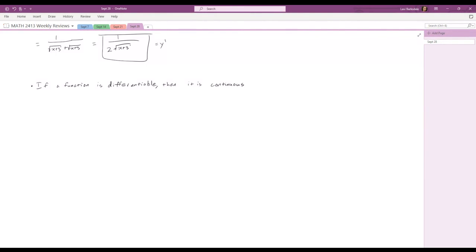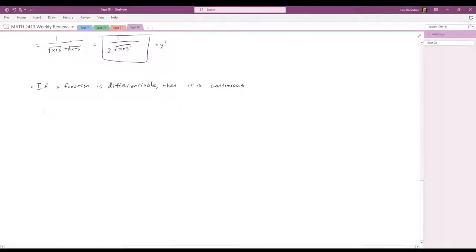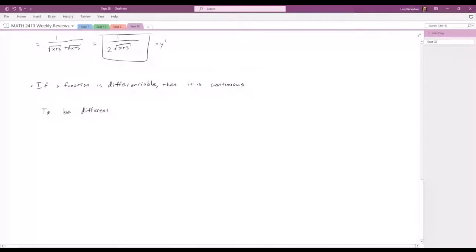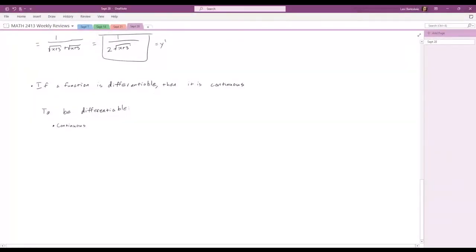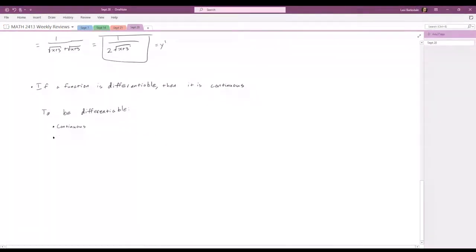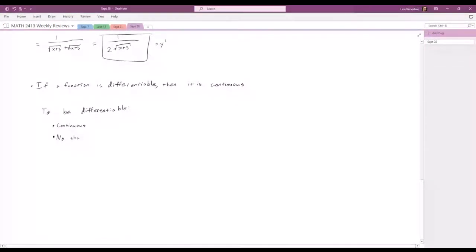In order to be differentiable, there's two major things you need to check for. And those are, it must be continuous. So all differentiable functions are continuous, not all continuous functions are differentiable. Differentiable functions also must be what we call smooth. You'll also see it more commonly described as like no sharp turns.